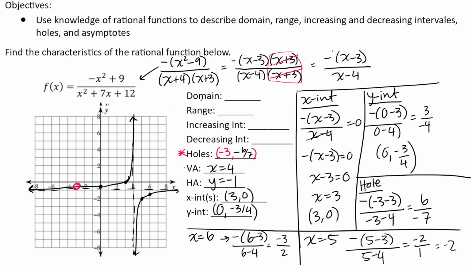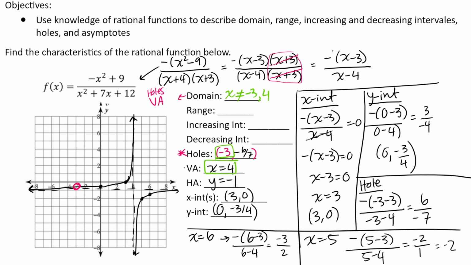Let's talk about the domain. We can look at the graph, and that helps. And we can also look at things algebraically. Remember, the things that affect the domain are holes and vertical asymptotes. Our domain is going to be every single number except for the x values with the hole and the vertical asymptote. So x cannot equal negative 3 and it cannot equal 4.